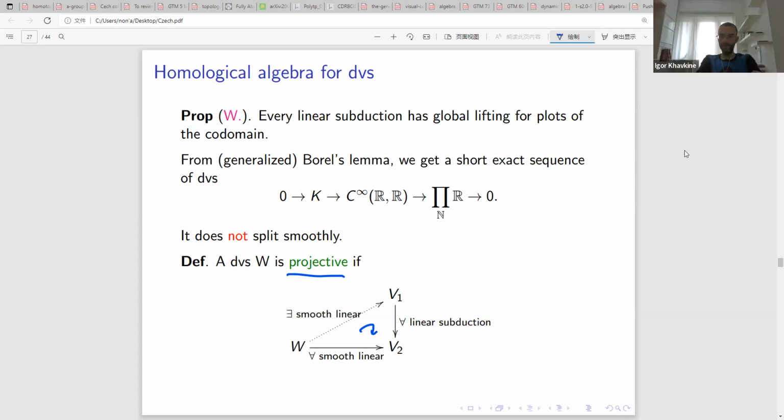Can I ask, just to clarify, can you remind me what subduction means? Oh, it just means quotient. So it's surjective, and it belongs to your category. You can just think of it as a quotient map. Okay, something like that. Okay, thank you.